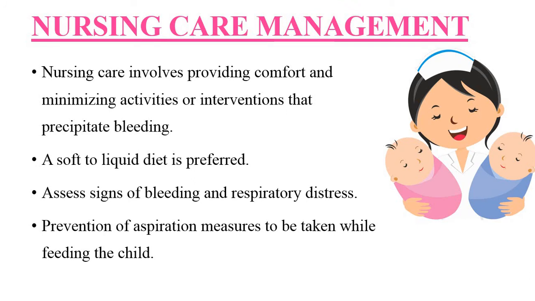Coming to the nursing management, the nursing care usually involves providing comfort and minimizing the activities that may precipitate bleeding. A soft liquid diet can be preferred for the child. Then the nurse has to assess for the signs of bleeding, and at the same time, any signs of respiratory distress. If the nurse is trying to provide any kind of feed to the child, the nurse has to take precautions to prevent aspiration. So, that is very important.